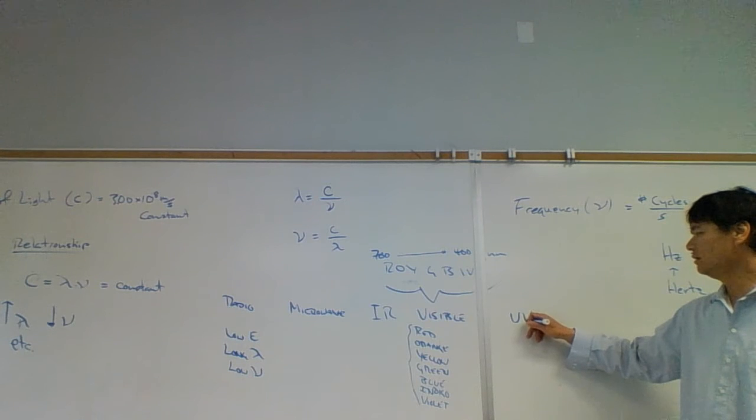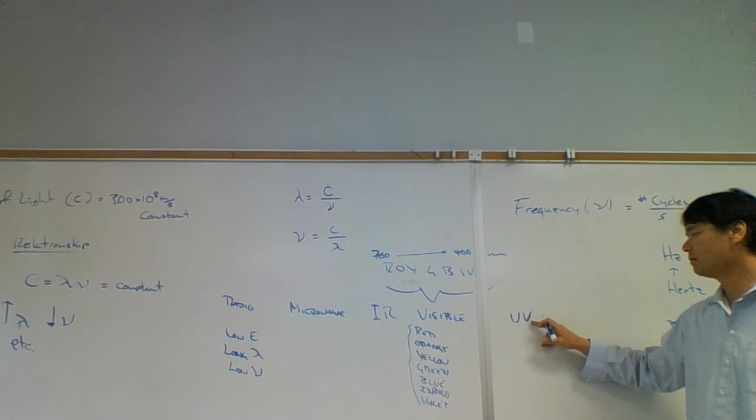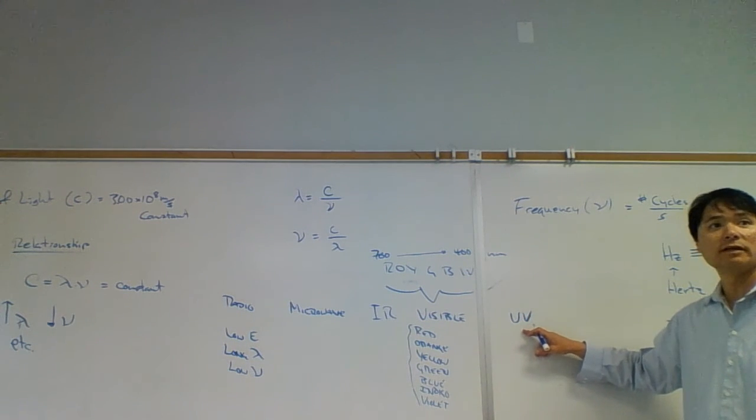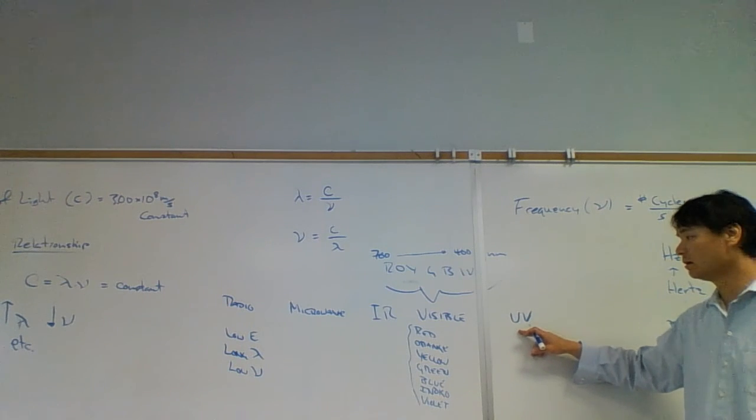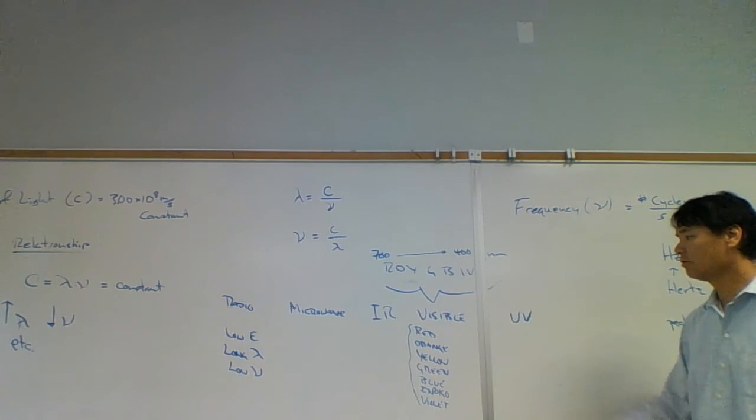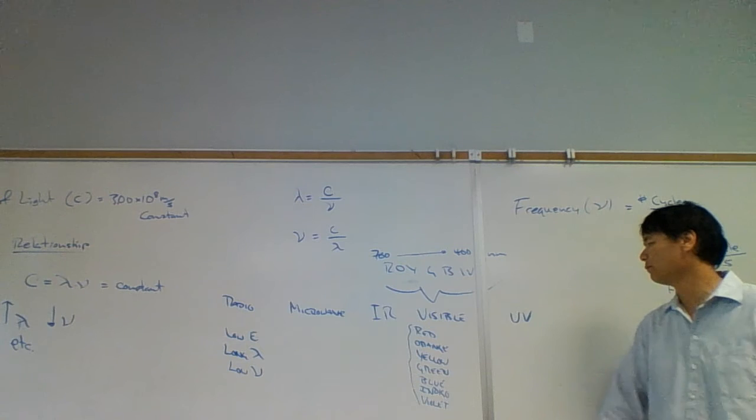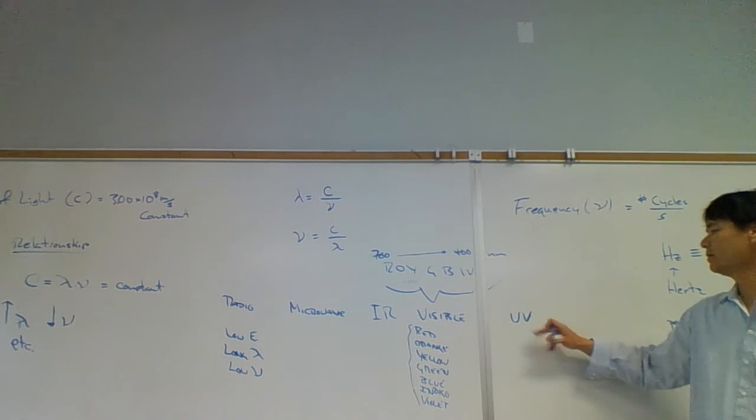Although we can't see UV, I guess bees have adapted so that they can see UV. Bees' eyes can detect ultraviolet. However, bees can't detect red. So that's visible to UV.